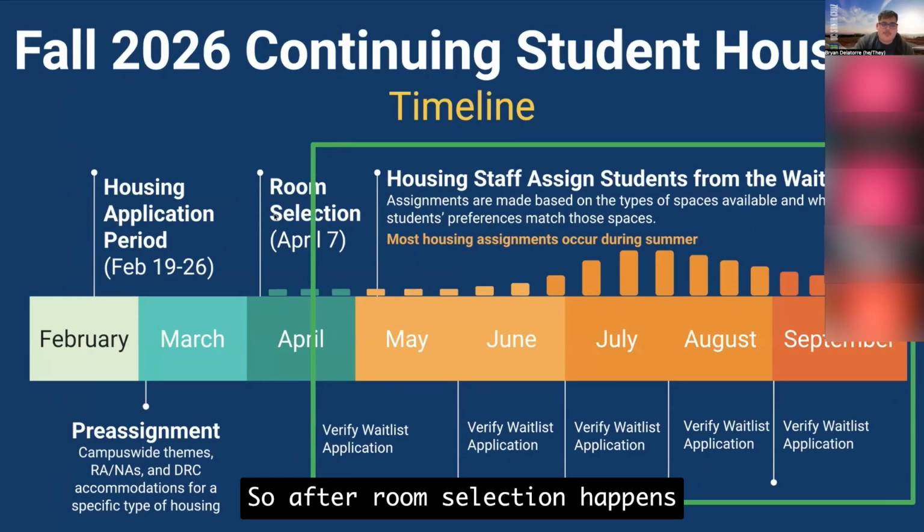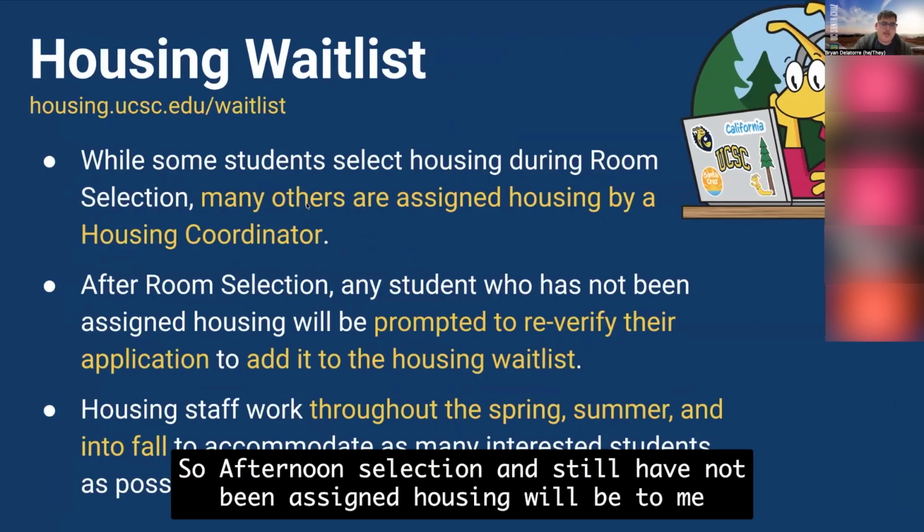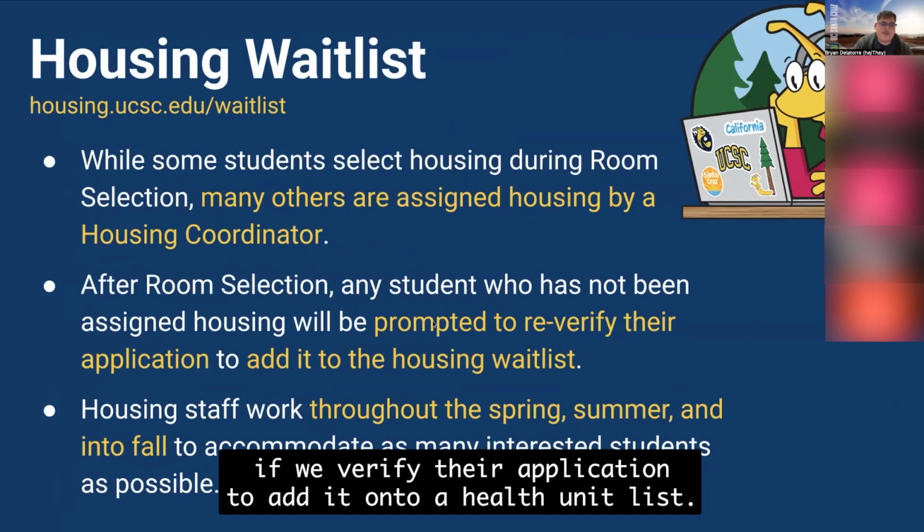So after room selection happens, we'll be moving on to the wait list. After room selection, any student who has not been assigned housing will be prompted to re-verify their application to add it onto the housing wait list.